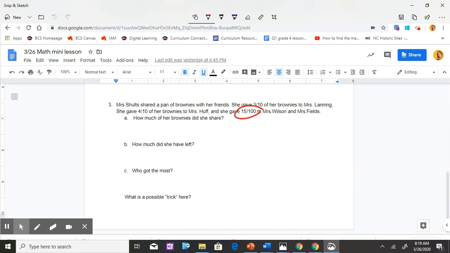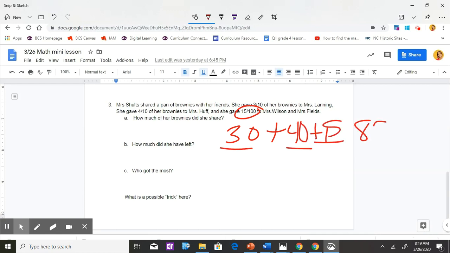Well, here you've got 1/100th. So you're going to have to have all the same denominators. You're going to have to convert those all to hundredths, okay? So if you add those, that would be 85/100ths that you have there. So if that's how much I shared, how much did I have left? So you would just need to subtract that from 100/100ths.